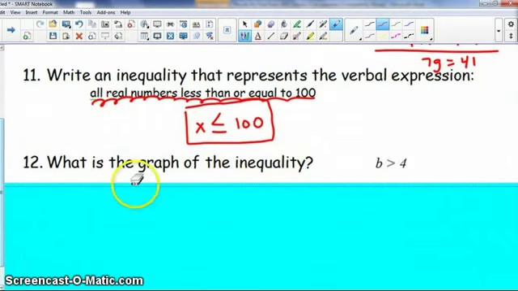Number 12 says, what is the graph of the inequality? Anytime you see an inequality symbol or an alligator mouth, you have to think shading. So we know 4 is going to go in the middle. To the right of 4 is 5, and to the left of 4 is 3. And because there's no or equal to here, we have an open circle around 4, and we read this as b is greater than 4. And so we want to shade the numbers that are greater than 4. And we either are going to shade to the right or to the left. Well, the numbers that are greater than 4 are all on the right. So we shade everything to the right of 4 with an open circle around it.